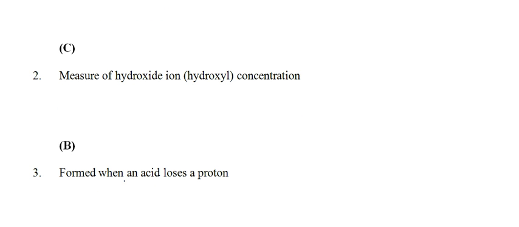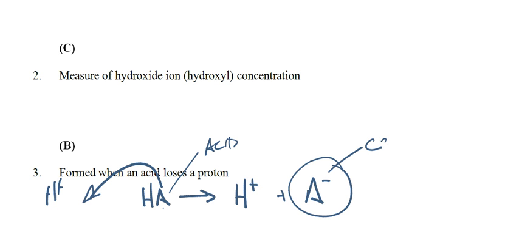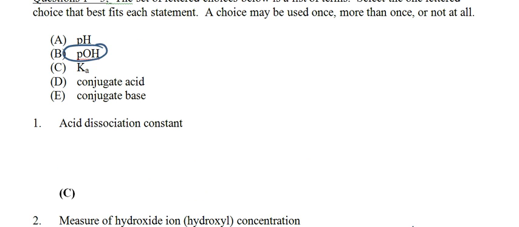Number 3, formed when an acid loses a proton. So a proton, again, is a hydrogen atom. If that acid loses a hydrogen to something, then what we have left over is the anion. But also, we can say that that's an acid. Therefore, this is its conjugate base. So number 3, letter E.